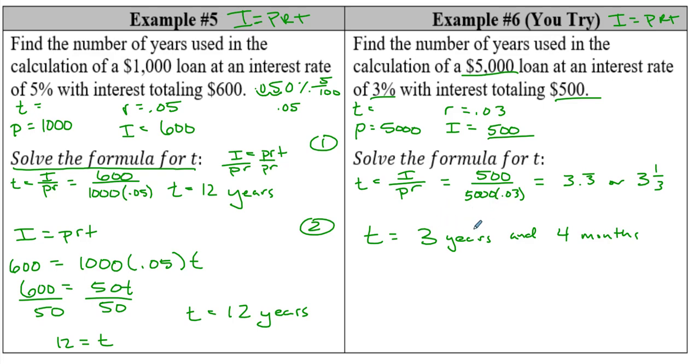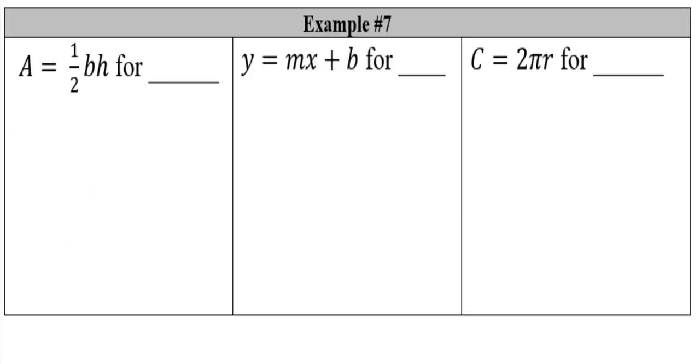So in actuality, in 3 years and 4 months is when they would have got that interest to total up to $500. All right, very good. Let's see what we have up next.